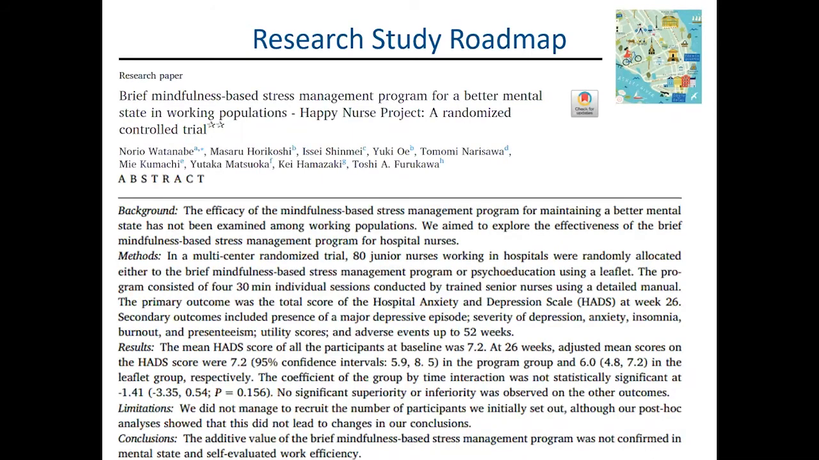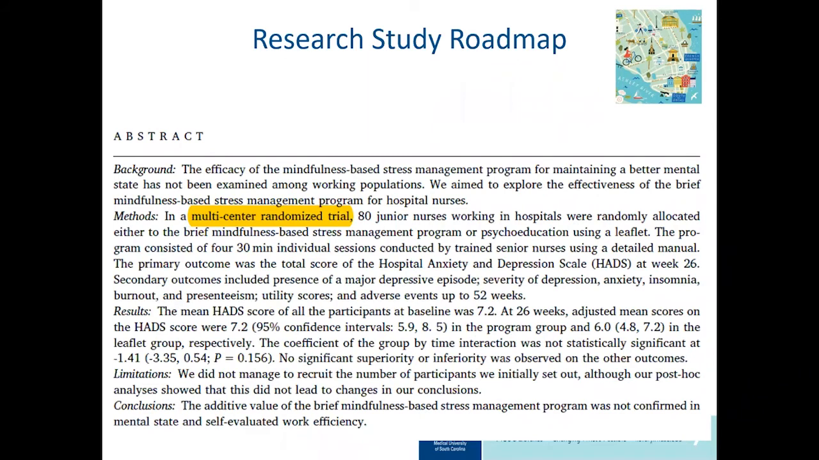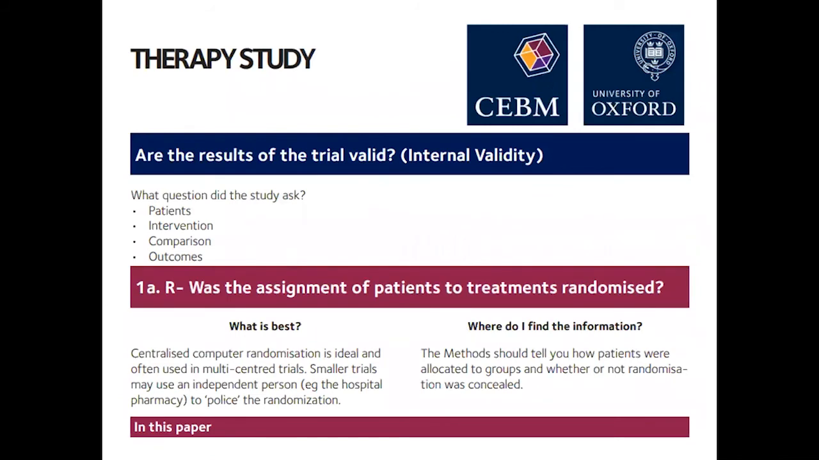So the best way to show you how to use a research study roadmap is to show you an example. This is one of the RCTs that's in the final collection on the impact of mindfulness interventions on burnout in hospital nurses. What type of study is this? This is a multi-center randomized controlled trial. So let's go to the Center for Evidence-Based Medicine and really start to use the tool developed for assessing randomized controlled trials.